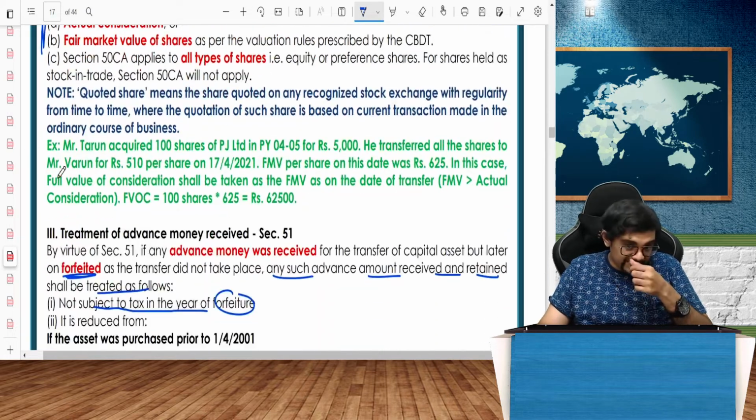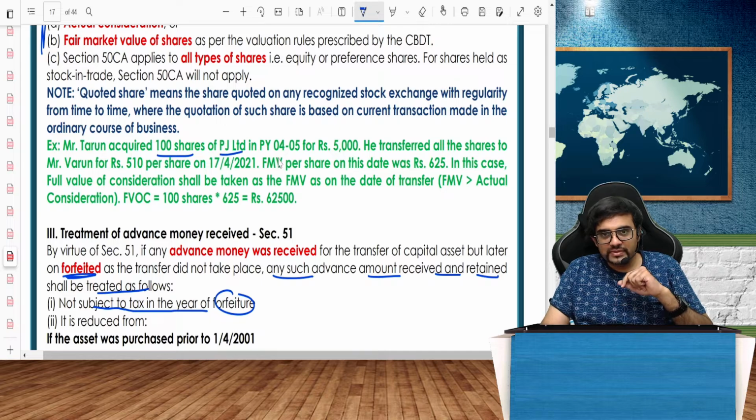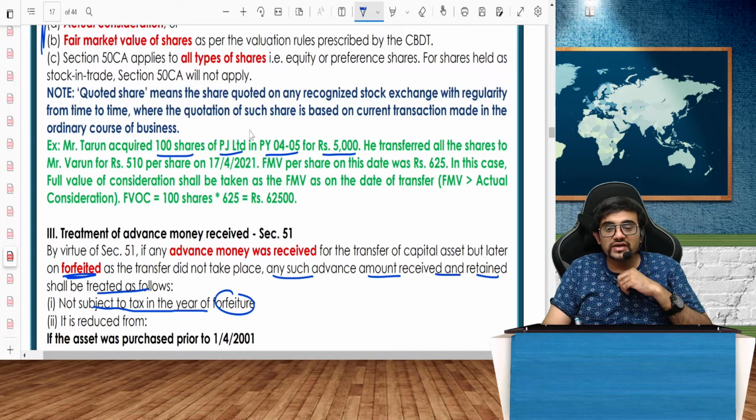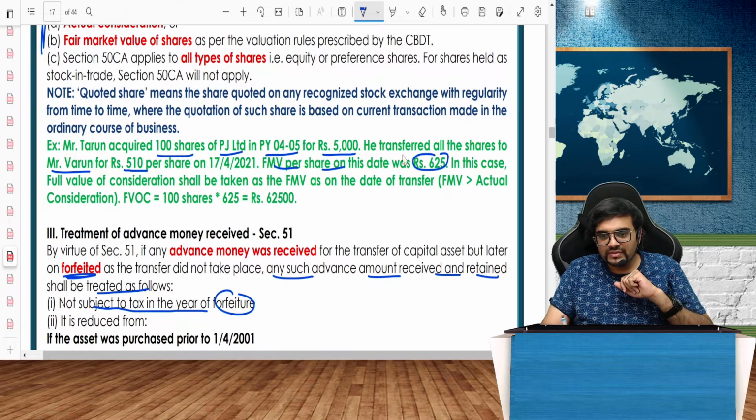So if you see, one example I will give. Tarun acquired 100 shares of PJ Limited in 04-05 at 5,000 rupees. He transferred all the shares to Mr. Varun for 510 per share. FMV per share was 625, but he sold it for what? 510. He is not Varun Raj sir. Tarun Raj, Varun Rani.